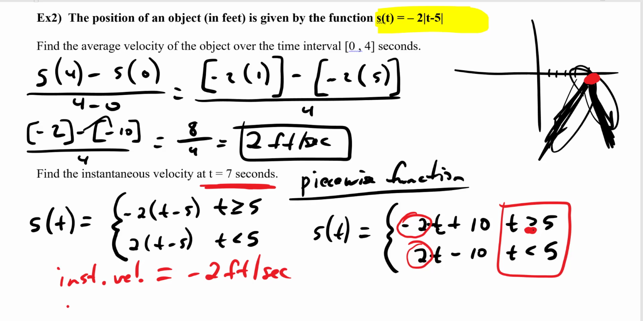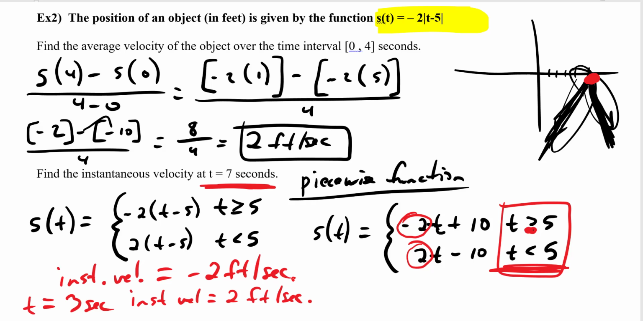Now, if I gave you the same problem and I said, hey, what about at time equals 3 seconds? Well, okay, now you look at this one right here. When it's less than 5, your instantaneous velocity is equal to positive 2 feet per second. Okay? So just know how to do this.